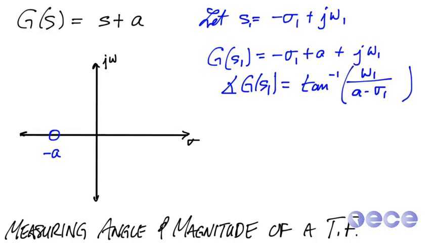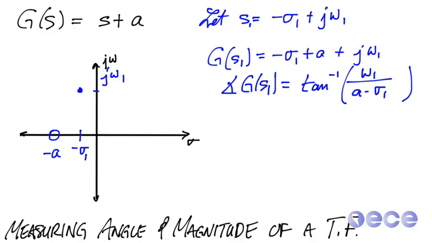So to calculate the angle of G of s1, I just evaluate what would be the angle of the imaginary over the real part. So this is just like when you calculate the magnitude and phase of an imaginary number. So we're just looking at what is the phase of this imaginary value. So this is fairly easy to calculate.